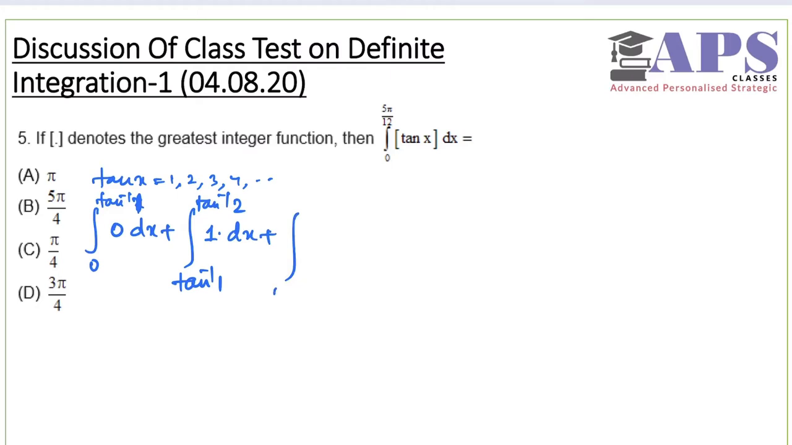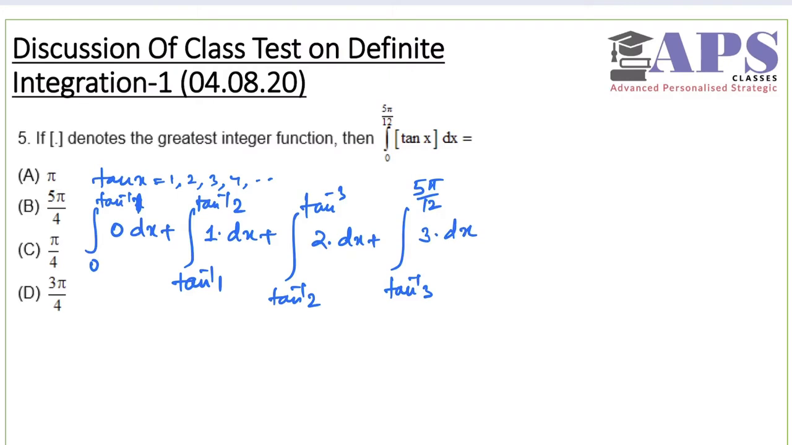Plus next is tan inverse 2 to tan inverse 3. In that case, tan x will lie between 2 and 3. So box of that is 2 dx. And then tan inverse 3 to tan inverse 4, and so on we should go. But then there is a limit 5 pi by 12. 5 pi by 12 should be kept here because it is less than tan inverse 4. That you can check. 3 dx.